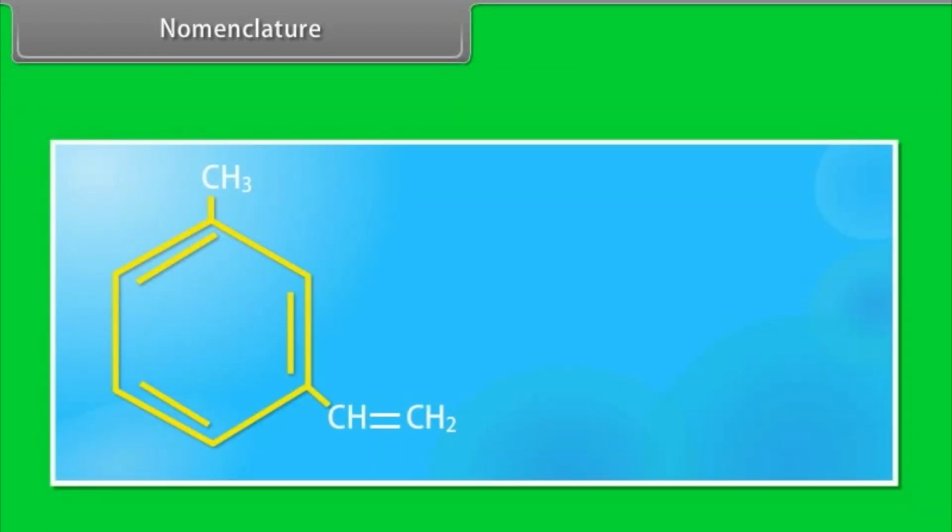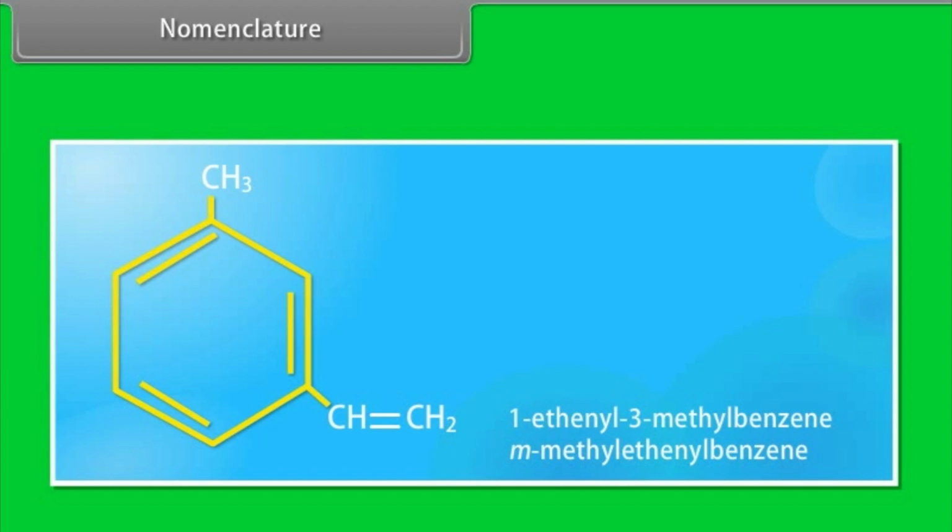Can you name the given compound? It is 1-ethyl-3-methylbenzene, m-methyl-ethylbenzene.